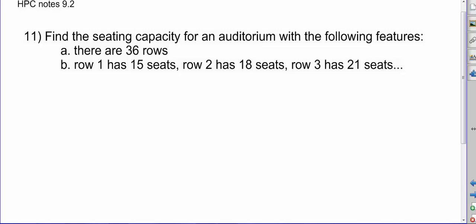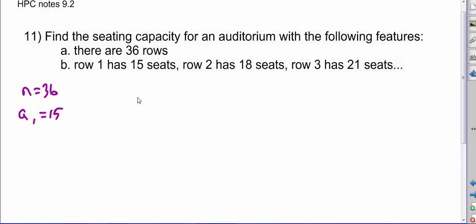We have an auditorium where there are 36 rows. The first row has 15 seats, then 18, then 21, and so on. So let's think about, what do we know? Well, 36 rows is our n value. That's the total number, like the number of terms in our sequence if we were thinking of it that way. I know that a sub 1 is 15.